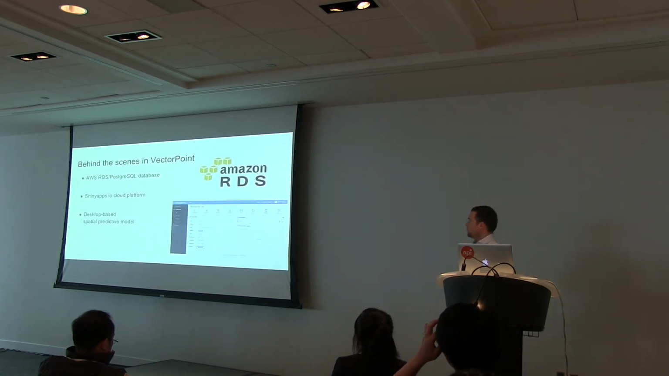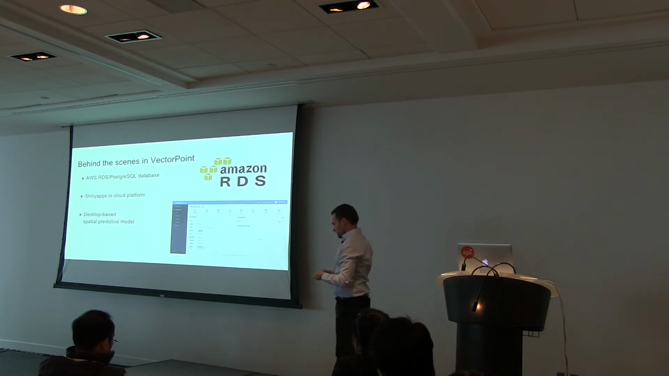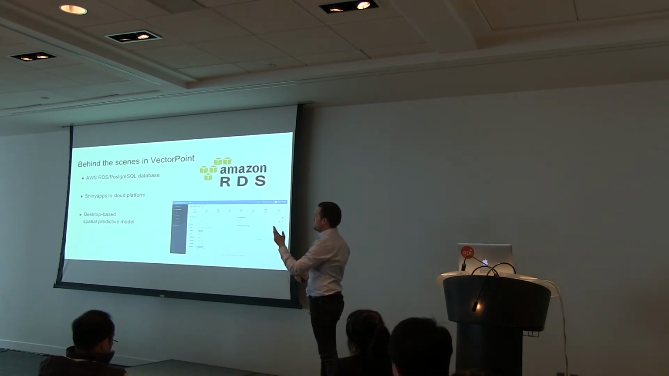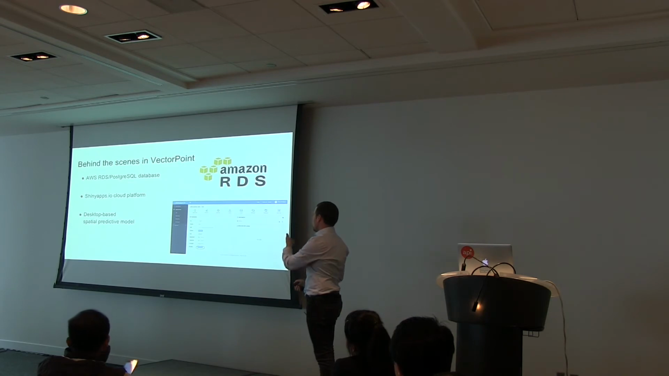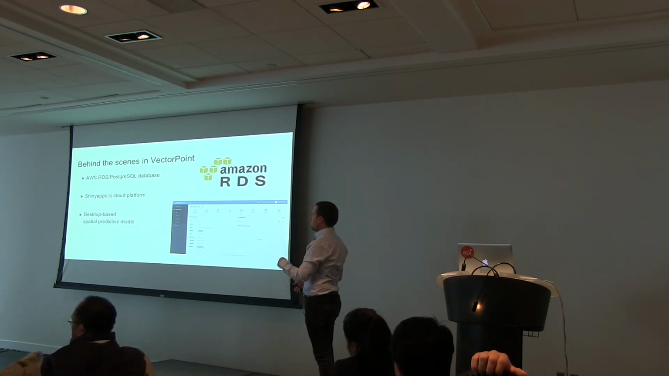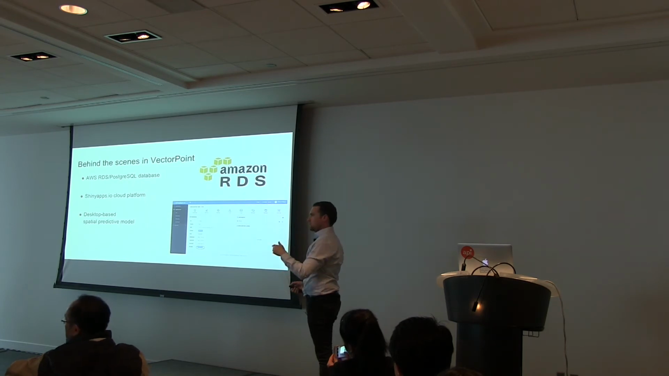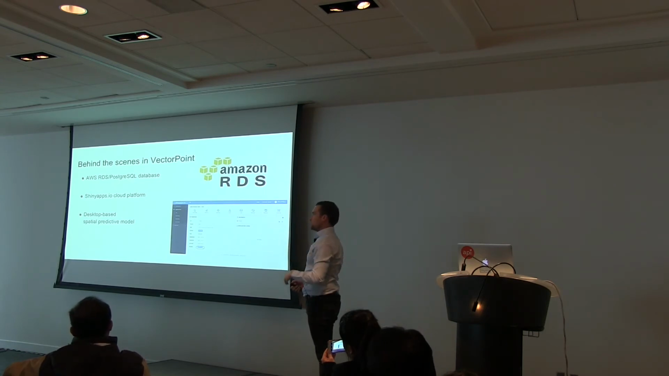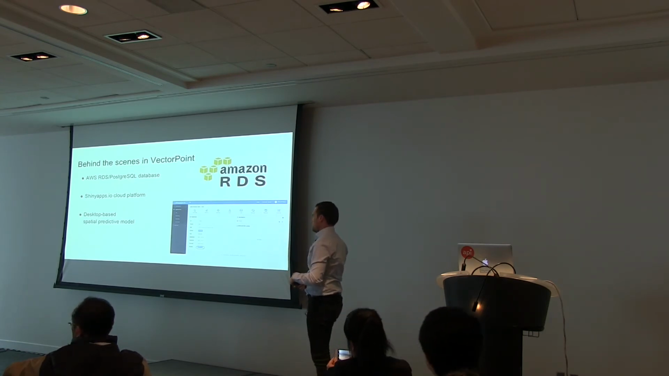Behind the scenes in Vector Point, in our tool, we've put in an Amazon Web Services, AWS, RDS database that collects all the results from inspections, and we are using the Shiny Apps cloud platform. We are using the desktop right now to run the model itself, and then we upload the model results to the database, and it's visualized and pulled by the app, like you point out.